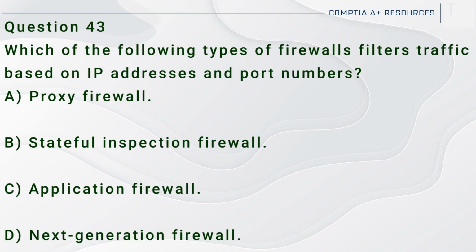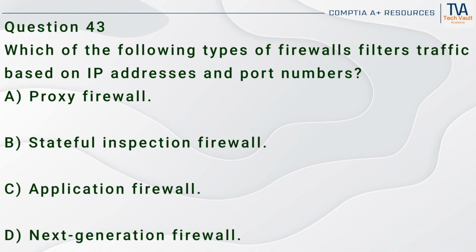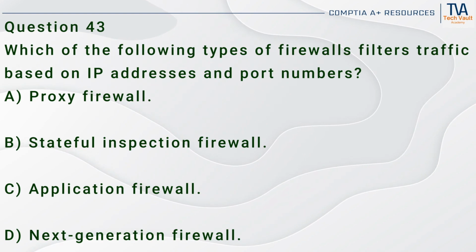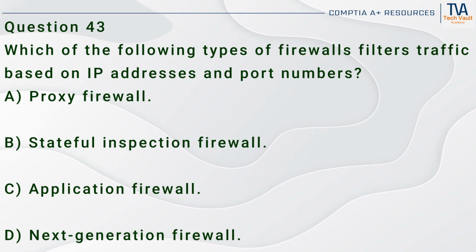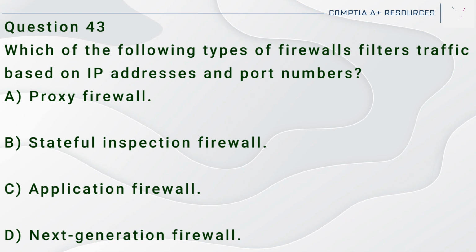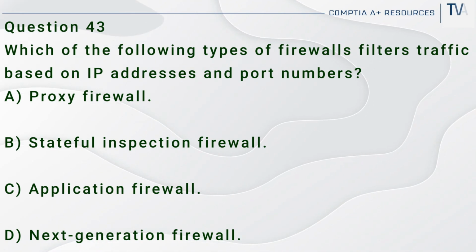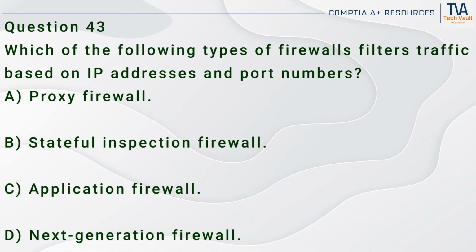Question 43. Which of the following types of firewalls filters traffic based on IP addresses and port numbers? A. Proxy firewall, B. Stateful inspection firewall, C. Application firewall, D. Next generation firewall.